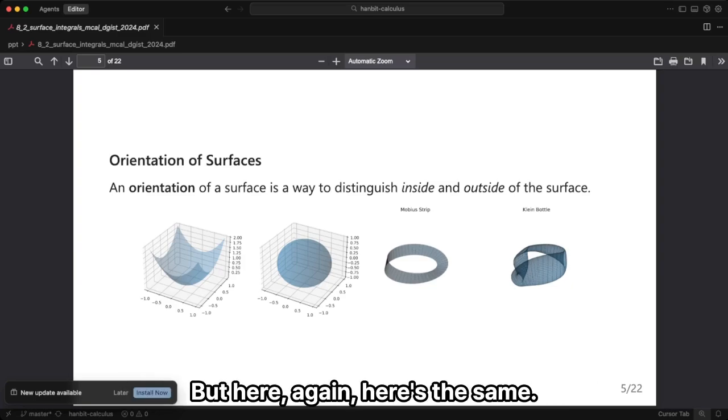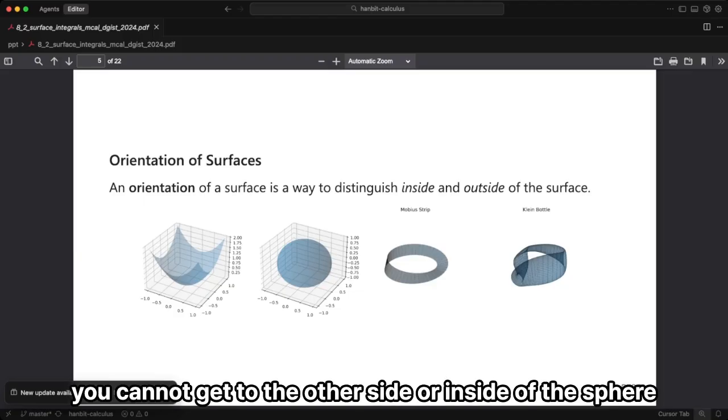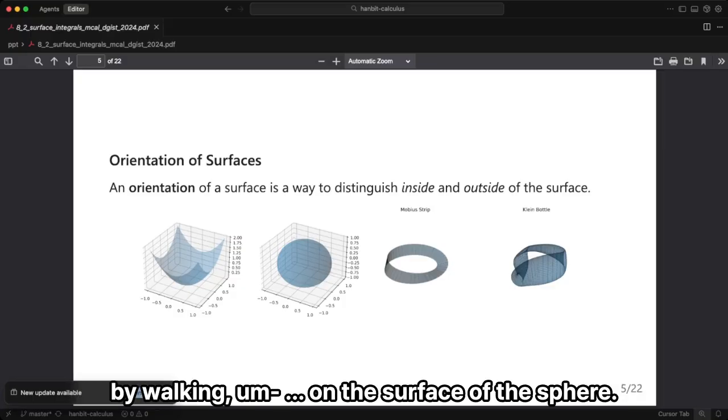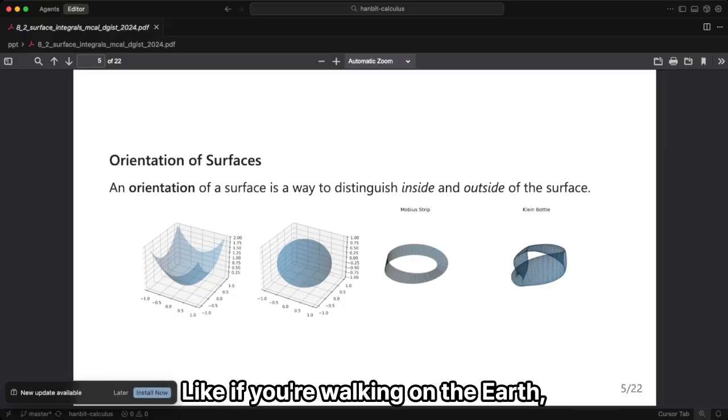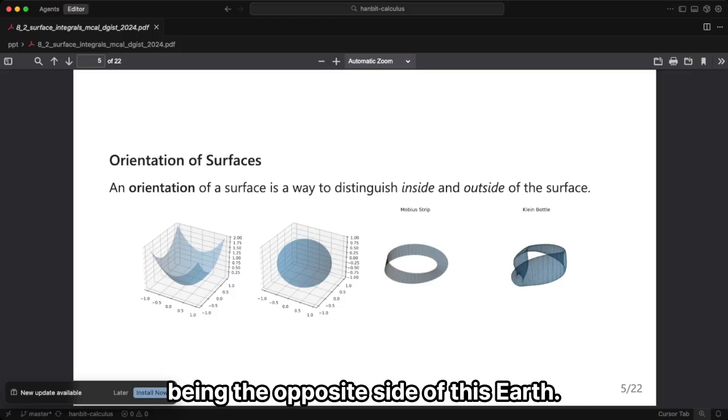Here, again, it's the same. You cannot get to the opposite orientation. You cannot get to the other side, or inside, of the sphere by walking on the surface of the sphere. Like if you're walking on the earth, you cannot end up on the opposite side of the earth.